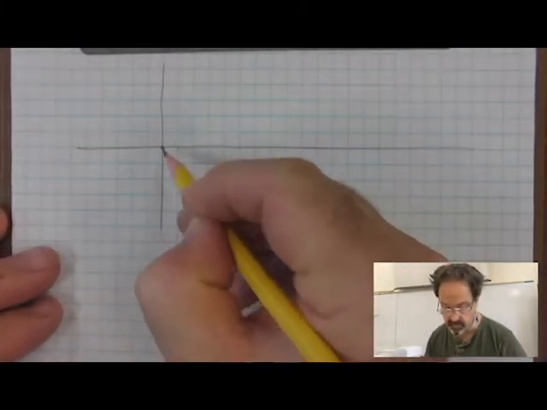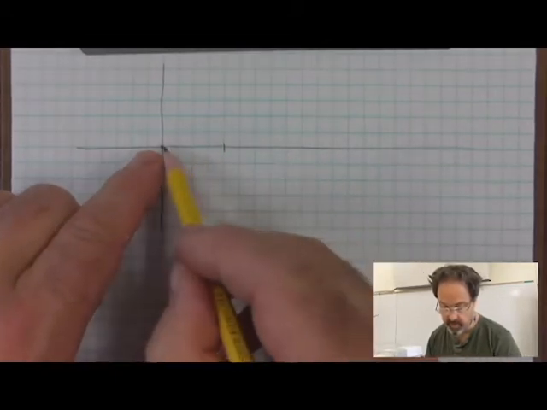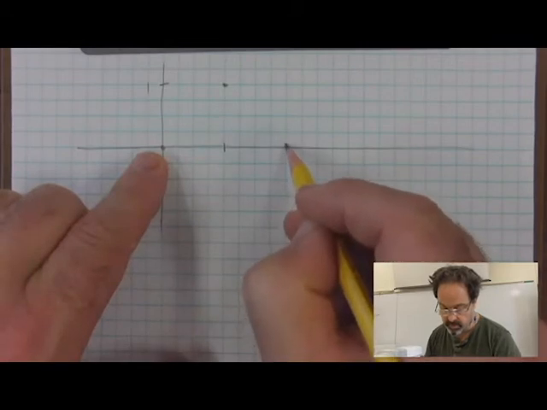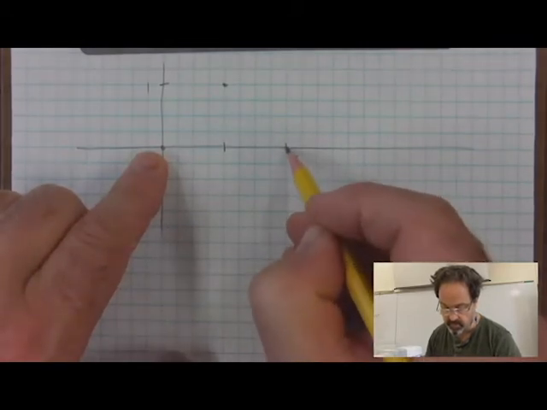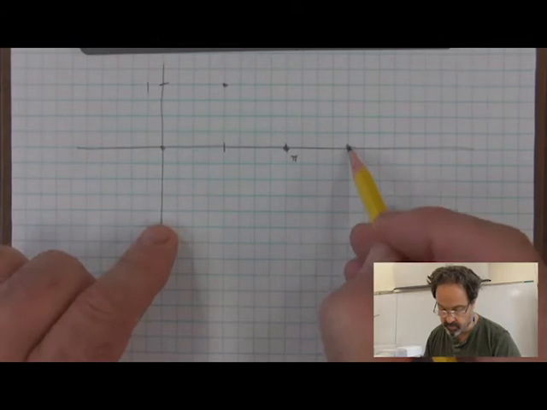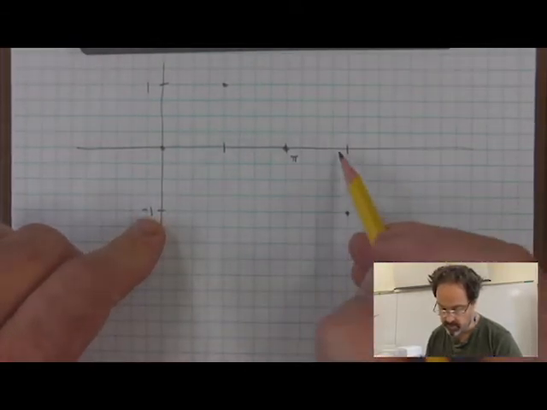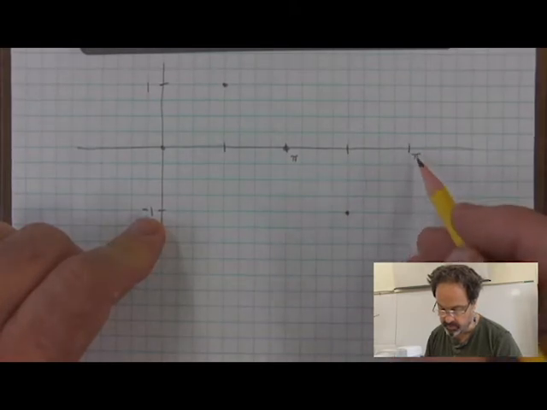We know that sine starts at the origin. At pi over 2 it reaches a maximum of 1. At pi, it crosses the horizontal axis. At 3 pi over 2, it reaches its minimum at -1. And at 2 pi, it completes its period.